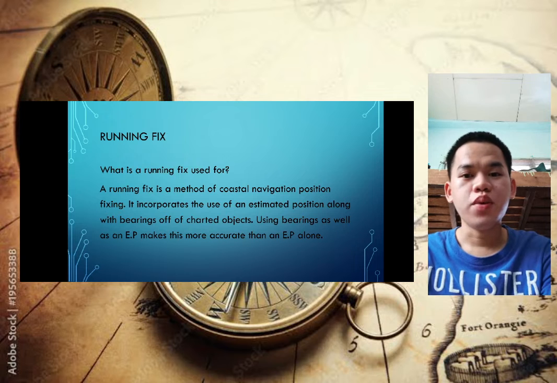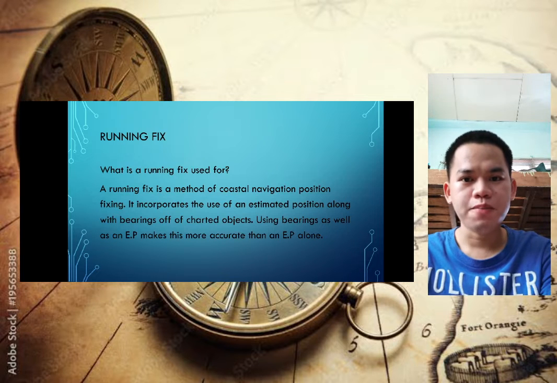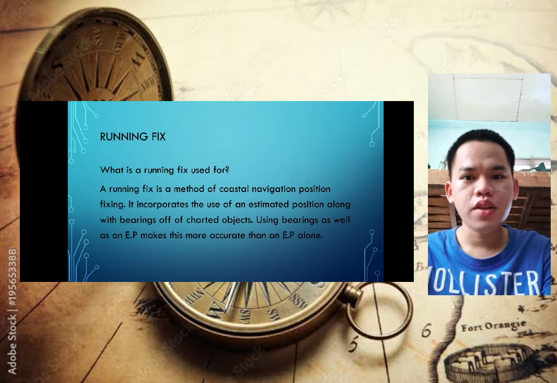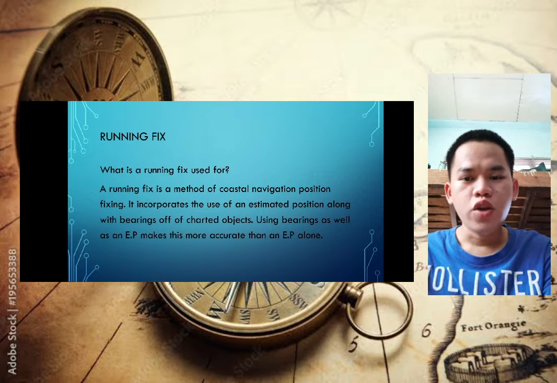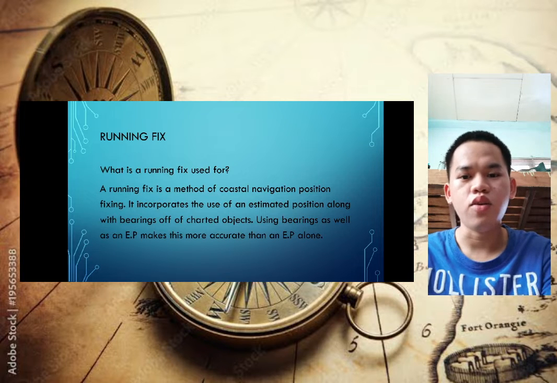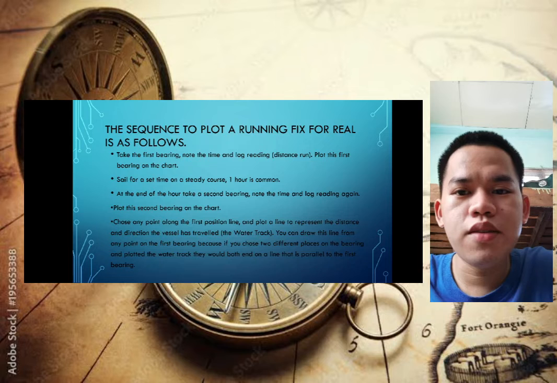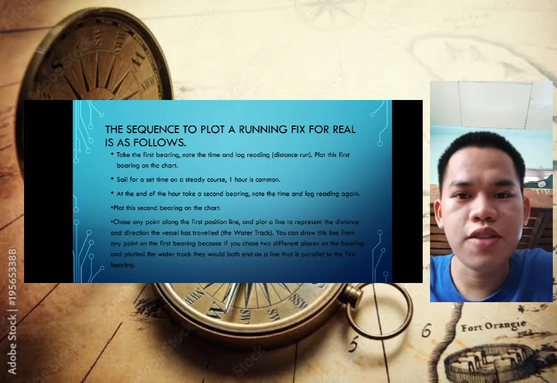Running fix. What is a running fix used for? A running fix is a method of coastal navigation position fixing. It incorporates the use of an estimated position along with a bearing of a charted object. Using a bearing as well as an EP makes it more accurate than an EP alone. The sequence to plot a running fix is as follows.